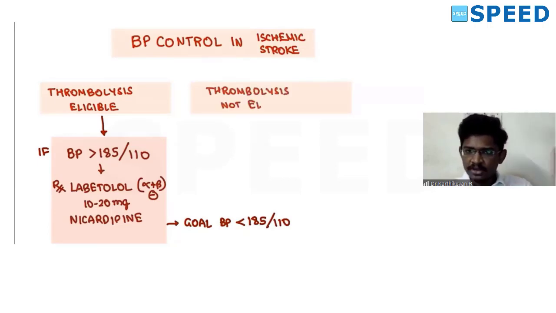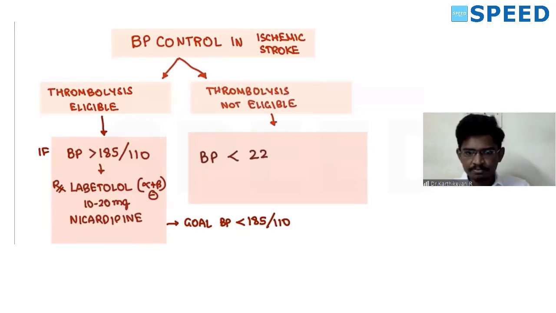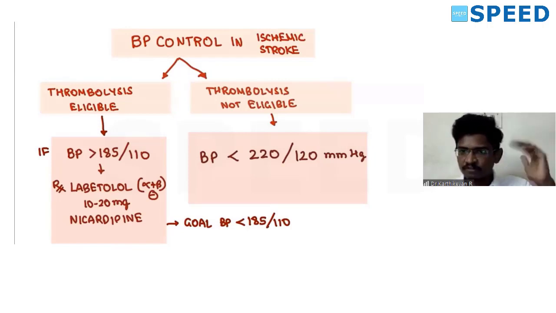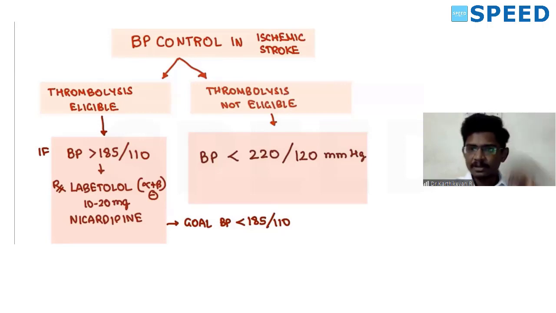Or you can give other drugs like calcium channel blockers, such as nicardipine, which are hypertensive emergency drugs. So the goal should be BP less than 180/110. Next, if the patient is not eligible for thrombolysis, which is most of the cases we treat, they will come outside the window period. So there, your BP control can be liberal, like less than 220/120.